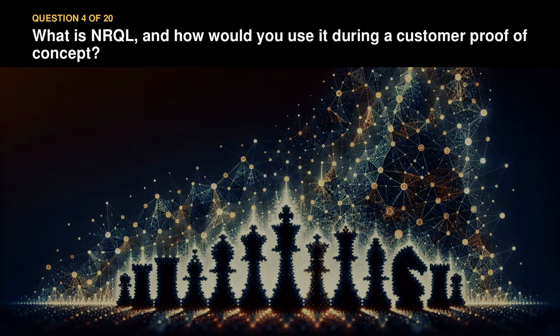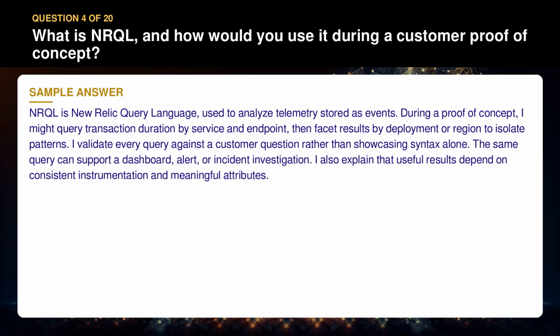Question 4. What is NRQL, and how would you use it during a customer proof of concept? NRQL is New Relic query language, used to analyze telemetry stored as events. During a proof of concept, I might query transaction duration by service and endpoint, then facet results by deployment or region to isolate patterns. I validate every query against a customer question rather than showcasing syntax alone. The same query can support a dashboard, alert, or incident investigation.